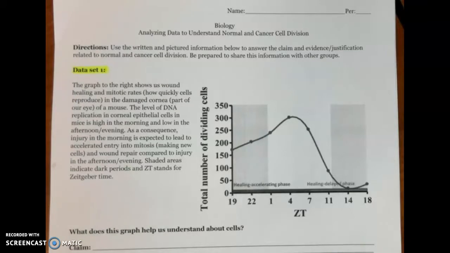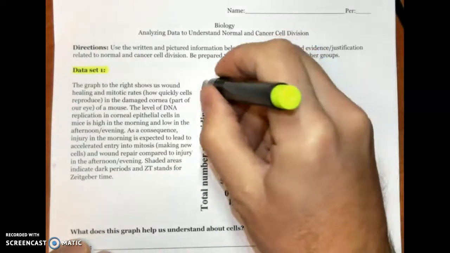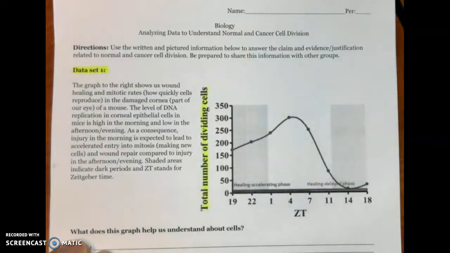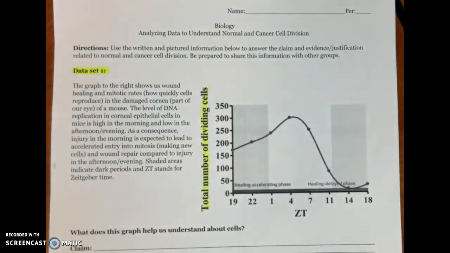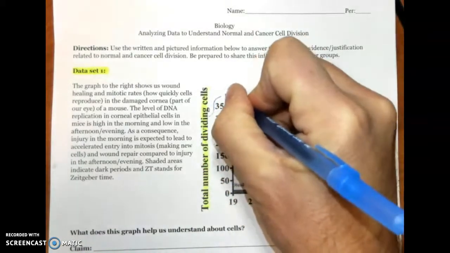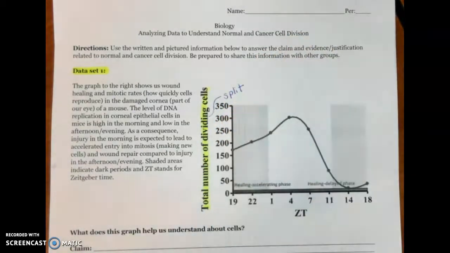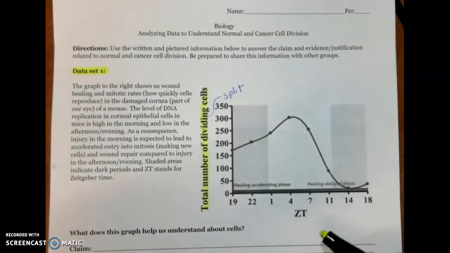Recall the first thing you should do when you're looking at a graph or data table is look at the x and the y axis. On our y axis, we're looking at the number of dividing cells, and when we think of the word divide, you should probably be thinking of the word split. So we're looking at how cells split. Our x-axis is labeled ZT, which I'm not exactly sure what that means yet. Perhaps our text will help us out with that.